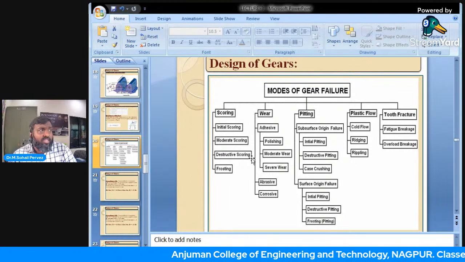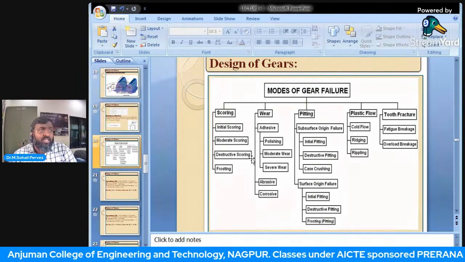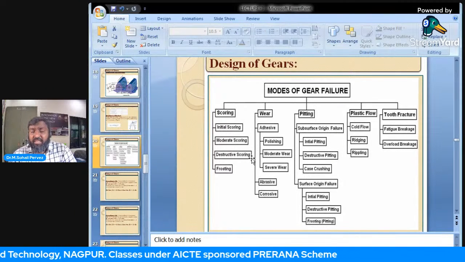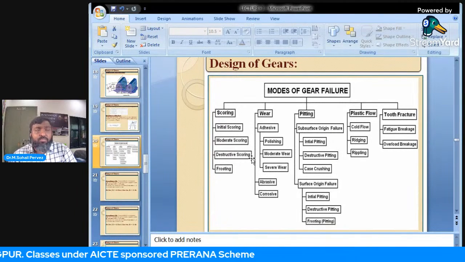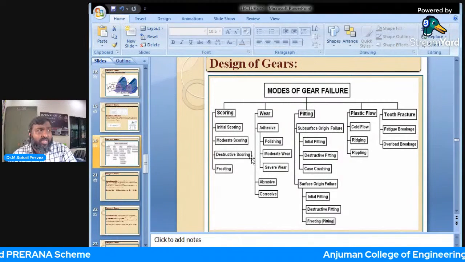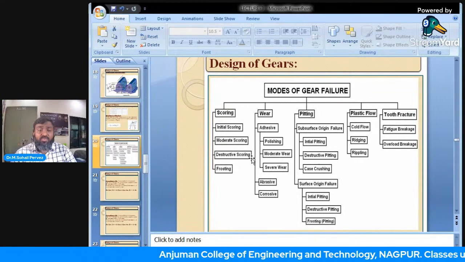And that's why gear drives are generally oil cooled. Gear drives are generally immersed in an oil bath so that heat can be dissipated, because metal to metal contact and metal to metal friction will be there. To dissipate that heat, we use gear oils.